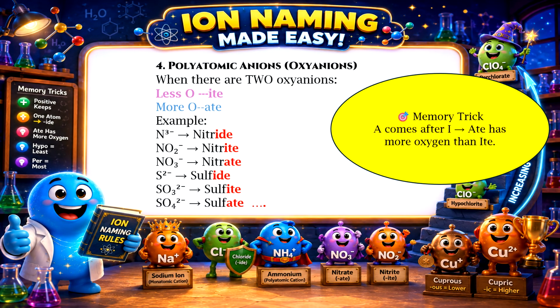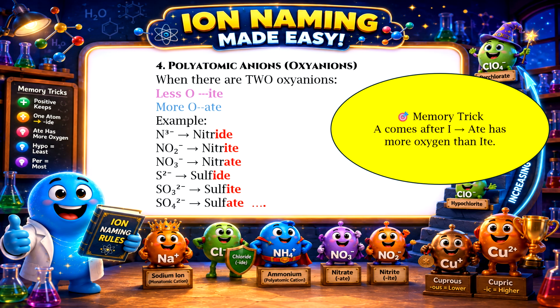Rule number 4. Polyatomic anion. Polyatomic, as I explained previously, means different kinds of elements bound together with a charge on top of it. Here it's mentioned anion, so it has a negative charge. What do we mean by oxyanion, which I have written in the bracket? Oxy means oxygen. The number of oxygens bound with that negatively charged anion decides the name.